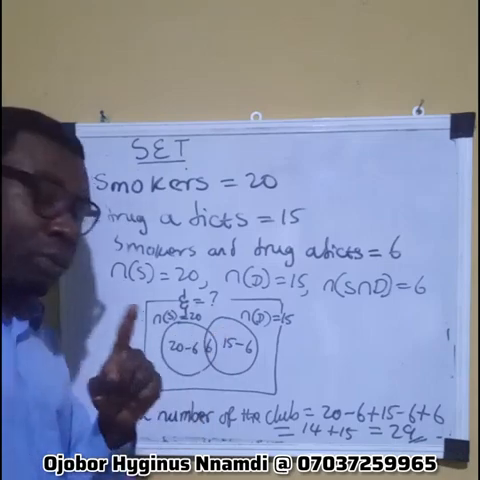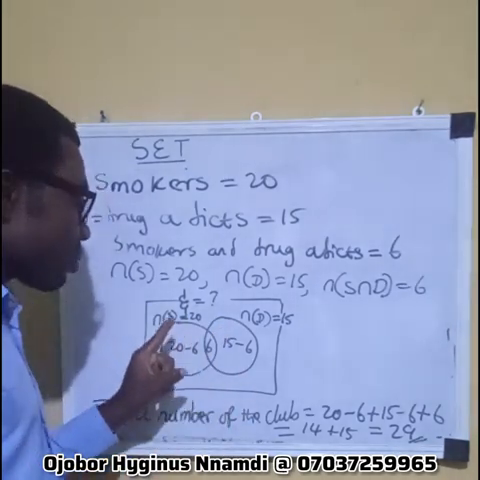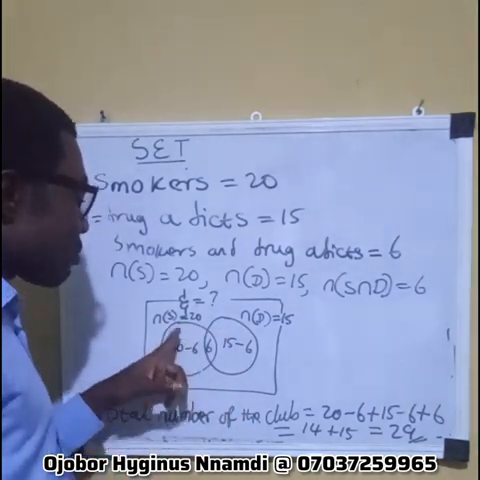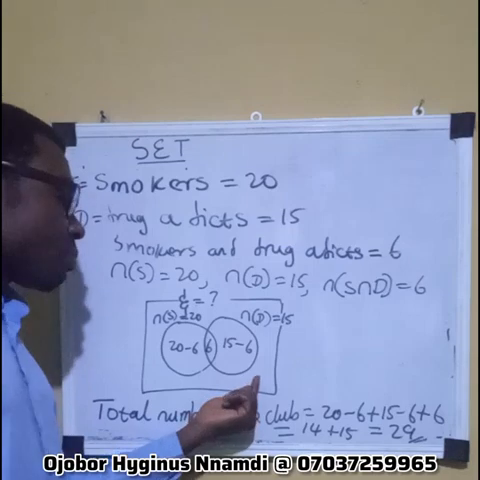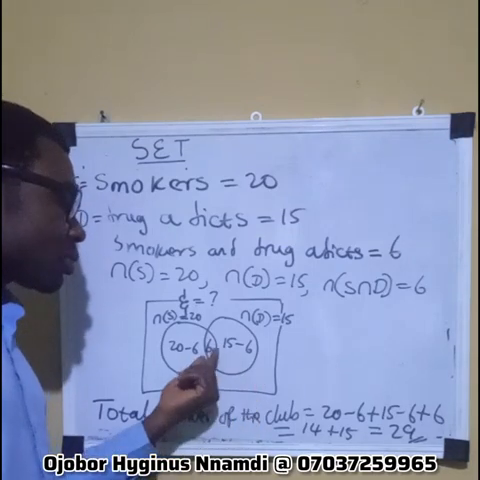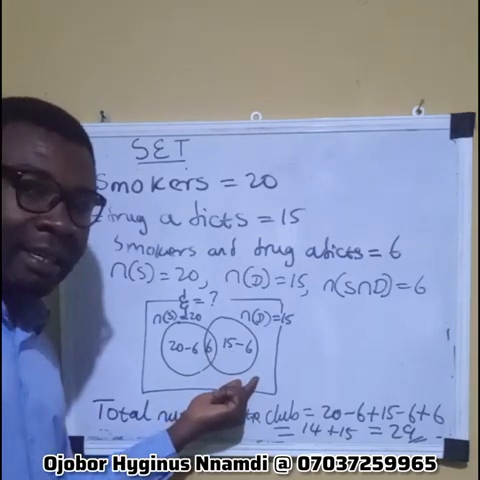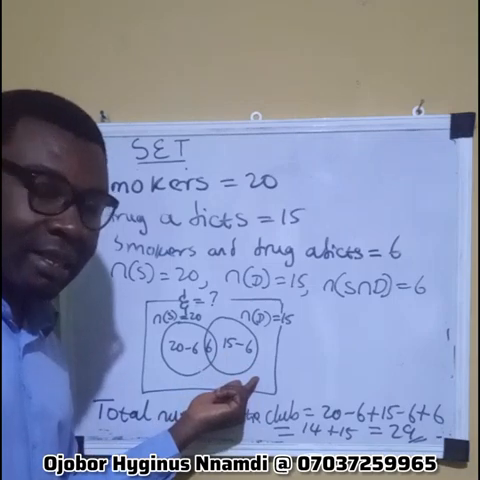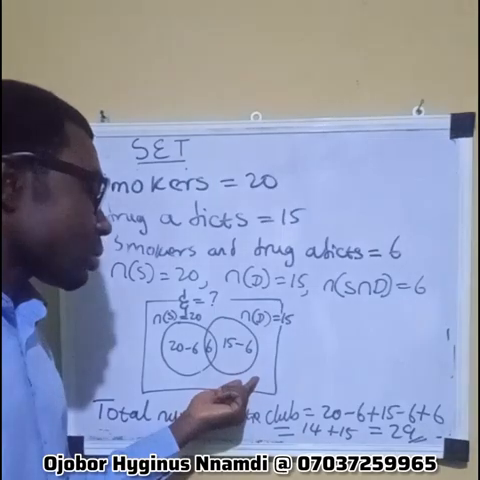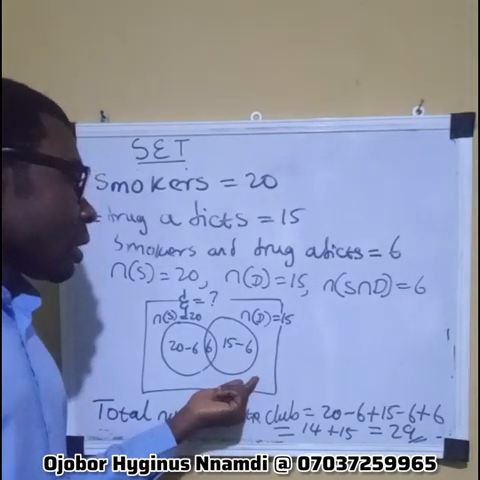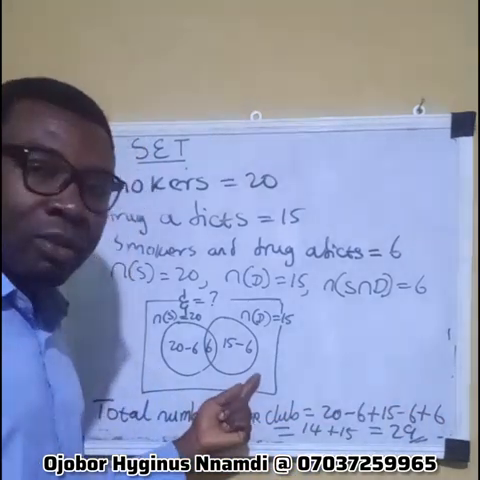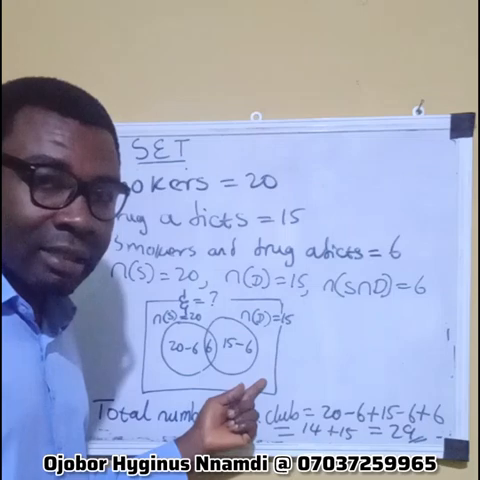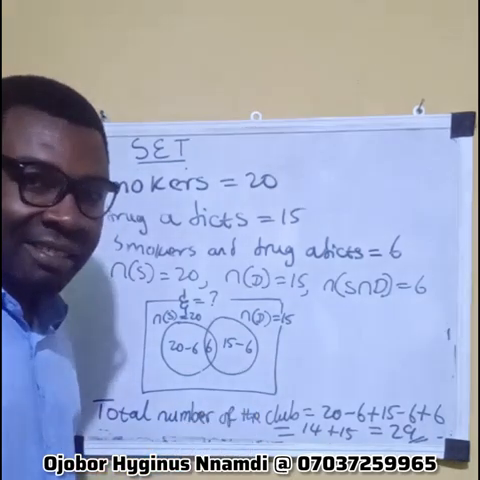Now, it is also possible that there are some of the members of this club that are neither smokers nor drug addicts. If there is something like that, they will be represented outside the two circles, but still inside this universal set. And thus, if you want to get the total number of members of the club, it will be this that we've written plus those members that are neither drug addicts nor smokers.